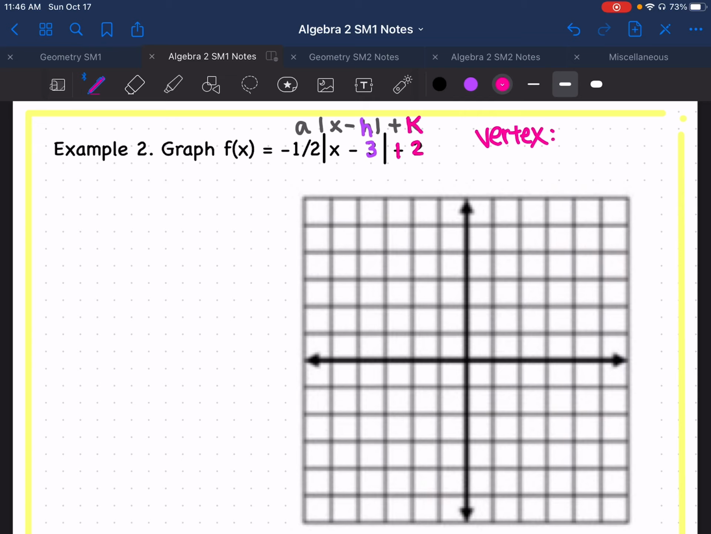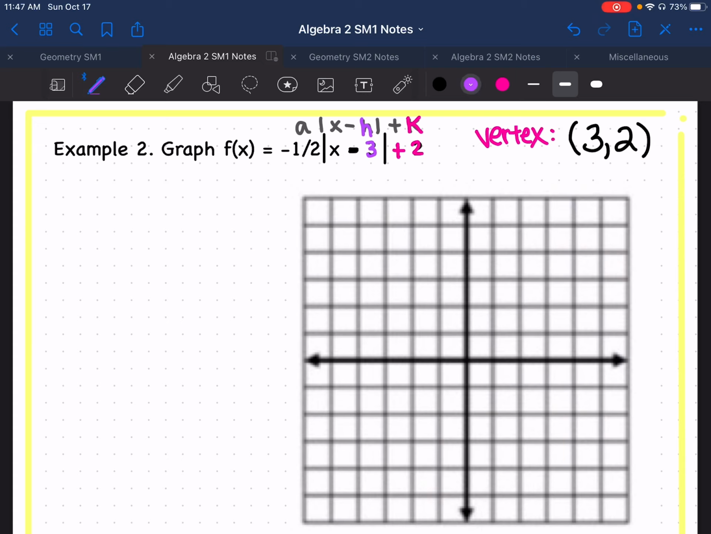Now, I notice that this one is positive, but remember, it's tricking me. So my vertex is really +3, +2. I notice here as well that this graph is going to be compressed from the fact that my A is between 0 and 1. It is a fraction. And I also notice that it's negative, so it should be flipped over and facing in the different direction.